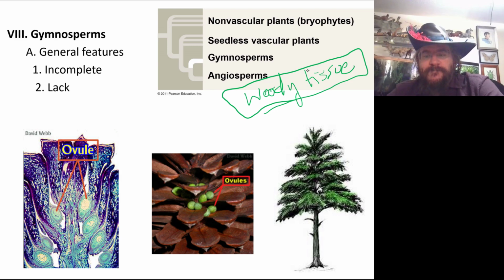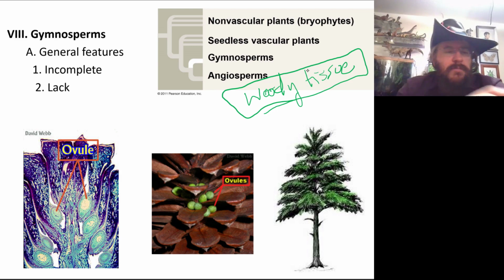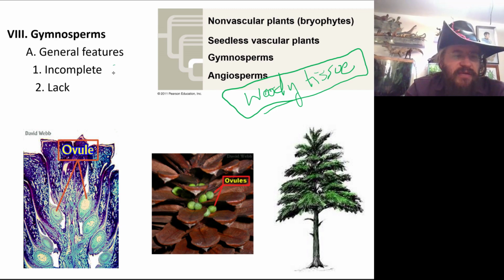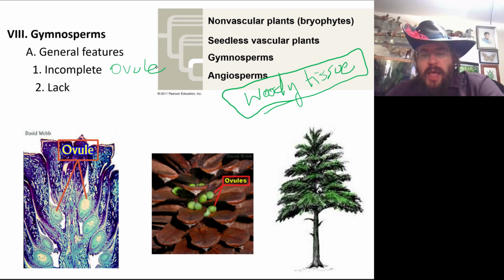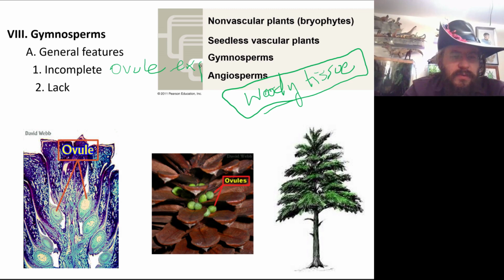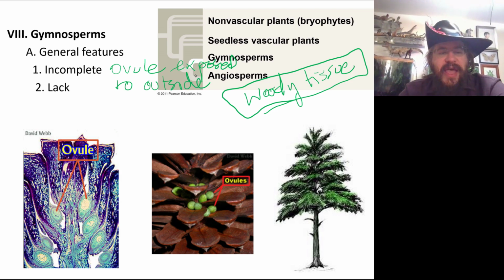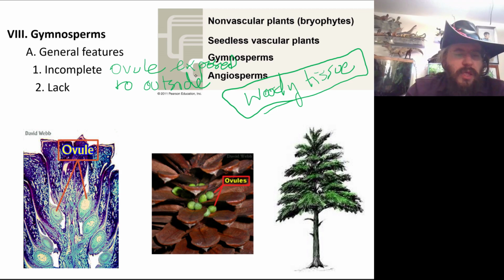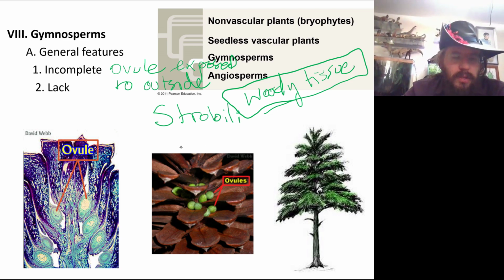All right. So, incomplete ovule. What does that mean? The ovule is exposed to the outside. Let's talk about why that is, and why that is has to do with strobili, which are cones.